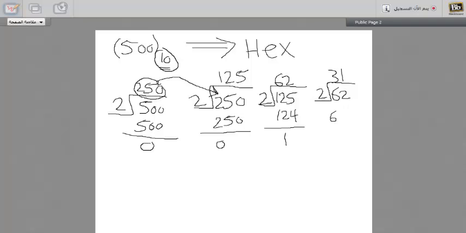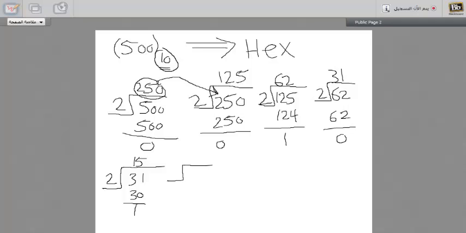31 times 2 is 62. The remainder is 0. And then I have to continue down here. All right, so we have the 31 now. 31 divided by 2 is 15. 15 times 2 is 30. And the remainder is 1.